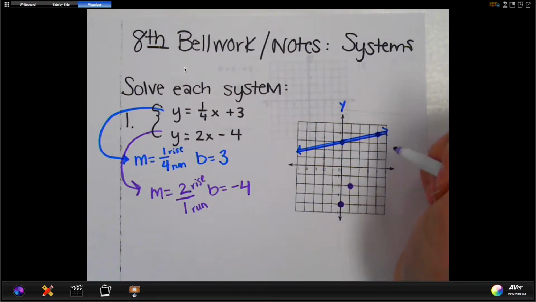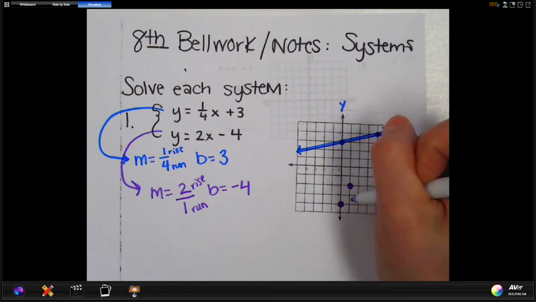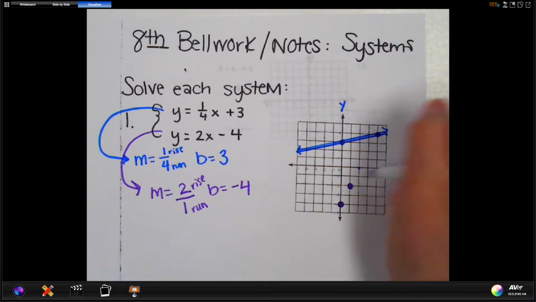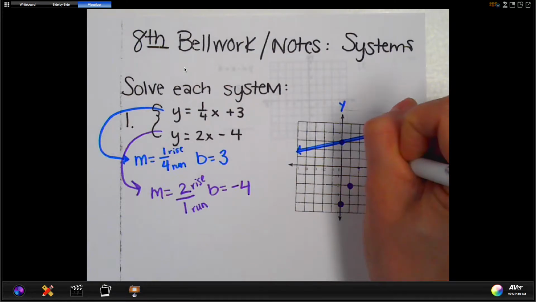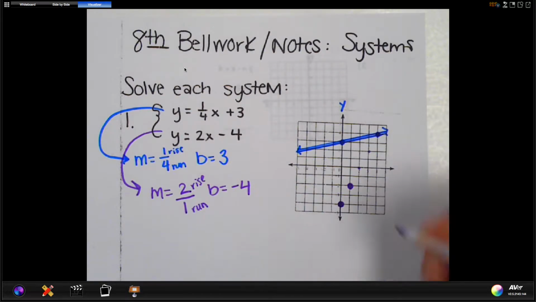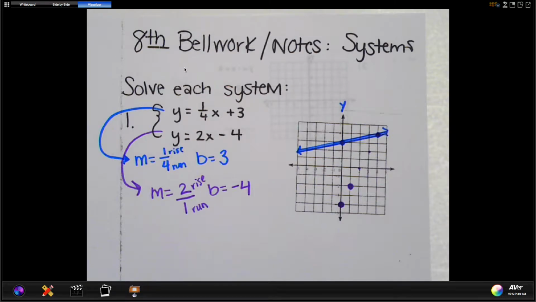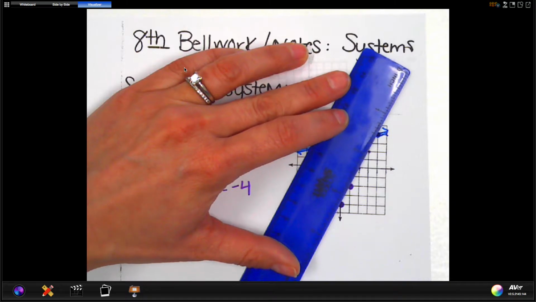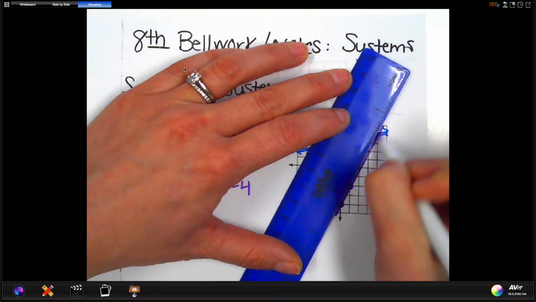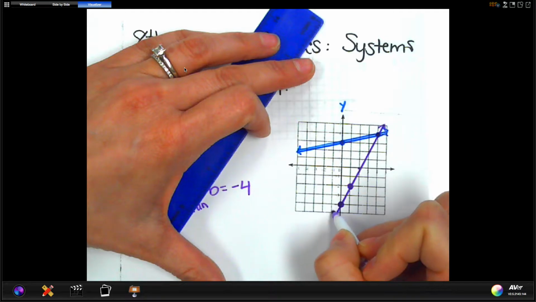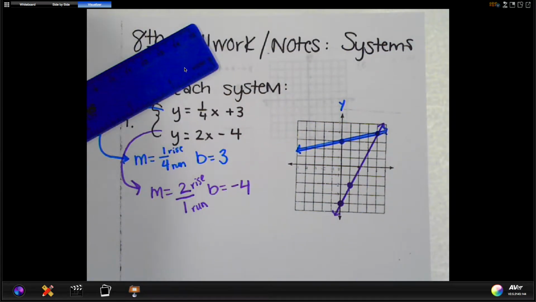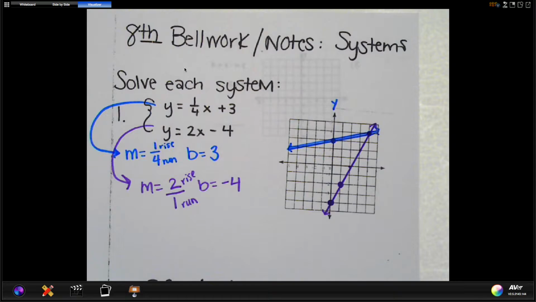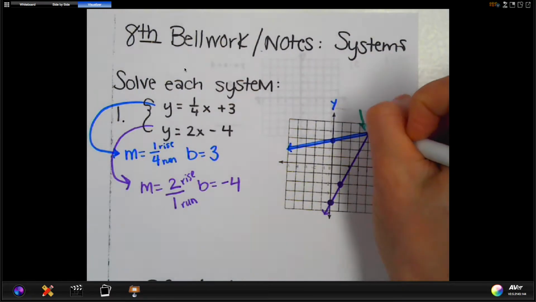Now, if you don't have a straight edge, you can use the pattern, because it's going to continue to rise 2 and run 1, rise 2, run 1, rise 2, run 1. So we can see that it's going to cross at that dot that we made on our blue graph, our first graph. But what you want to do is use a ruler or a straight edge and draw the line through, and there's your system. Now, the answer, or the solution to the system, is where they cross. So in this case, our solution is right here. That's our solution.